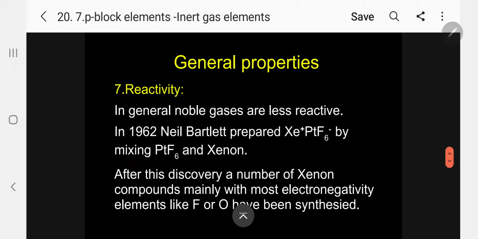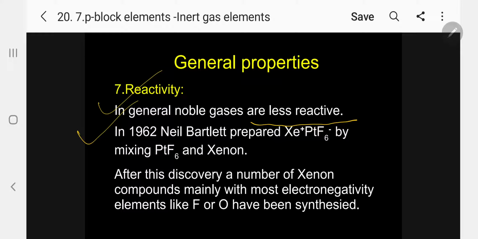Coming to reactivity, I told you they are chemically inert. In general, noble gases are less reactive because of two reasons I have given. One is the noble gas electronic configuration of ns2 np6, except helium. Another is high ionization energy.